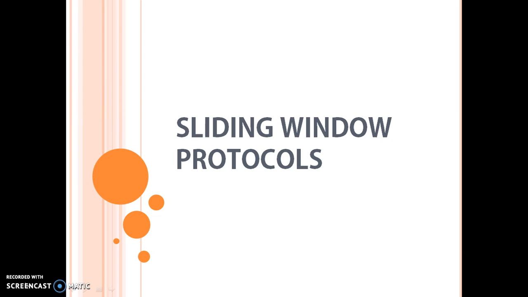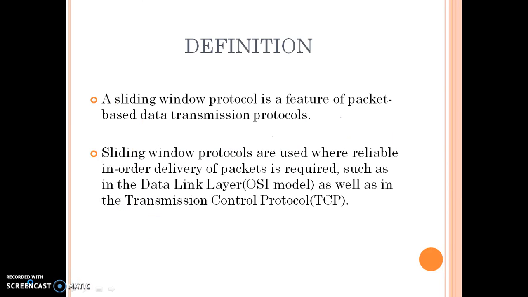So we'll see the definition of sliding window protocol. A sliding window protocol is a feature of packet-based data transmission protocols. Sliding window protocols are used where reliable in-order delivery of packets is required, such as in the data link layer of the OSI model, as well as in the Transmission Control Protocol.